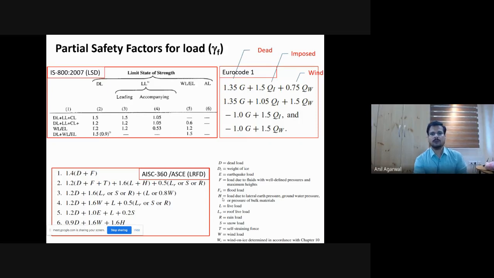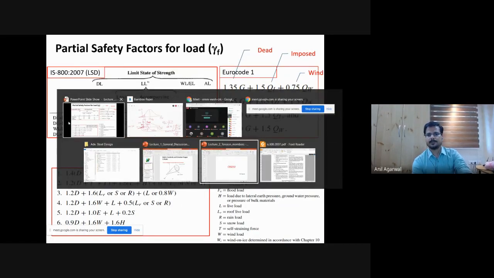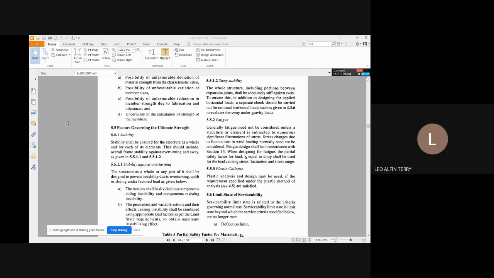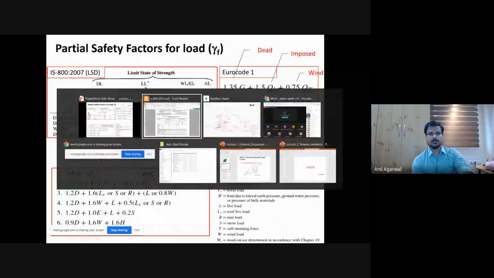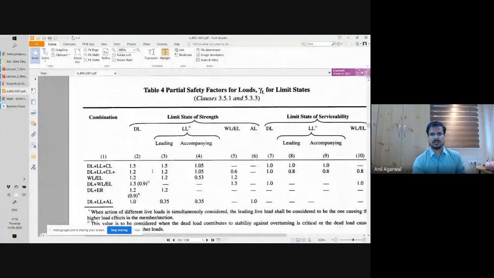So we will quickly look at that. Now, I'm sure you are all familiar with the load factor values, right? For load factors, you have seen this table in IS 800. Table 4, rather. Yeah, so you can see this table here. These are the different types of load factors.